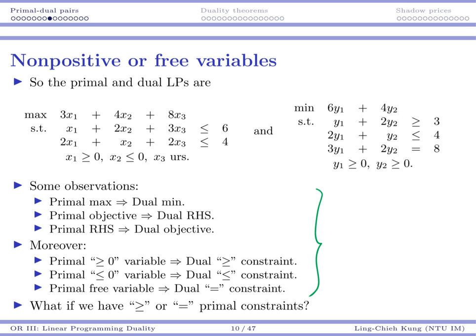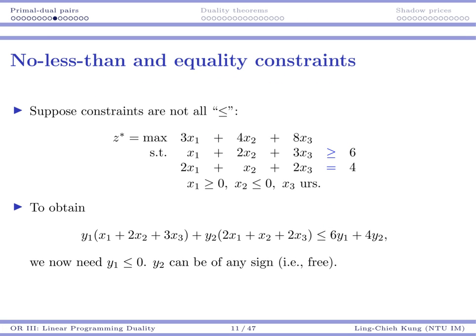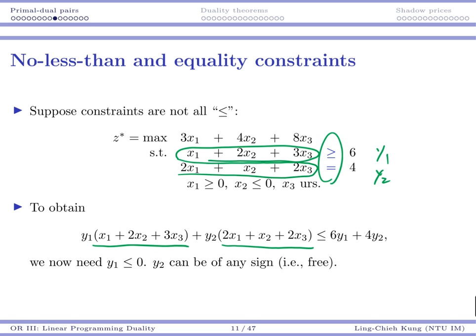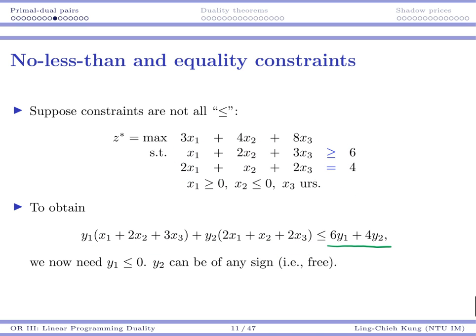Okay? So maybe after these observations, you would ask your next question. So here we have less than or equal to constraints. What's going to happen if we have greater than or equal to primal constraints? Let's take a look. So let's modify our constraints a little bit. So now we have a greater than or equal to constraint and an equality constraint. Still, we have y1 here, y2 there. We still do the linear combination. And now y1 multiplies this left-hand side plus y2 multiplies this left-hand side. What we want is still 6y1 plus 4y2 to be an upper bound for whatever you have at your left-hand side.